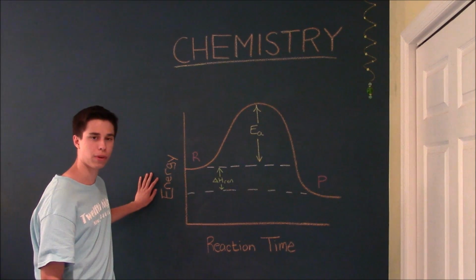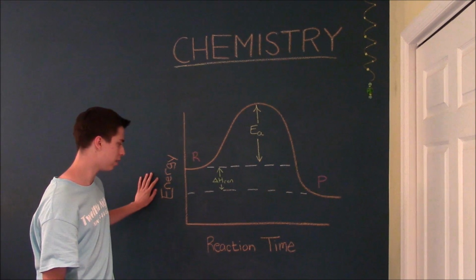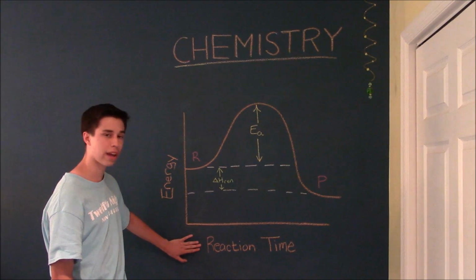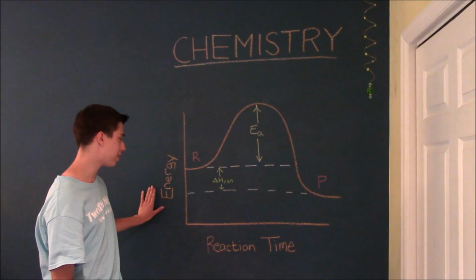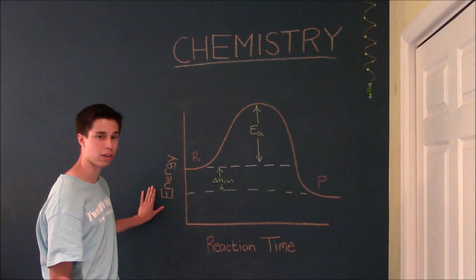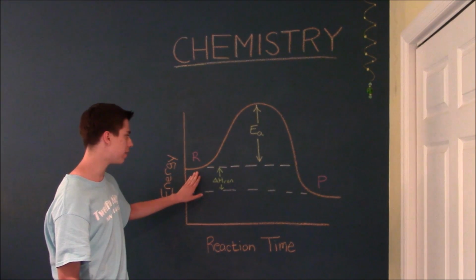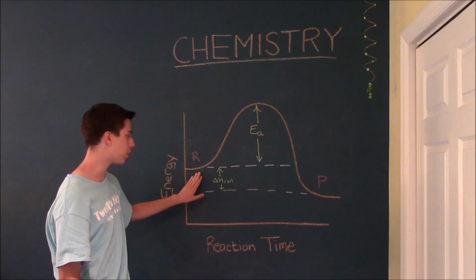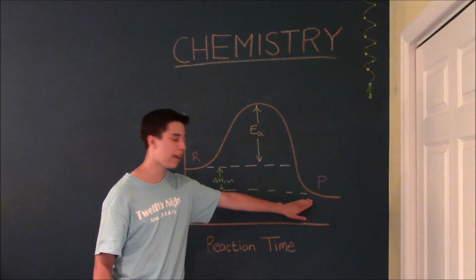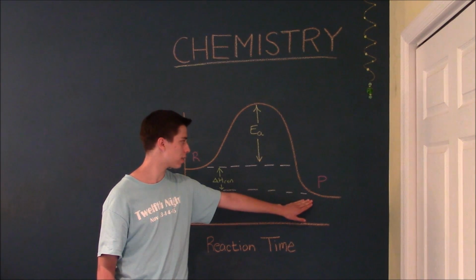Energy diagrams are important to kinetics because they map the change in energy over the course of the reaction. The x-axis represents the reaction time, while the y-axis represents the change in energy over the course of the reaction. Towards the beginning of the diagram, on the left side, we have the starting energy of the reactants, and on the right, we have the ending energy of the products.